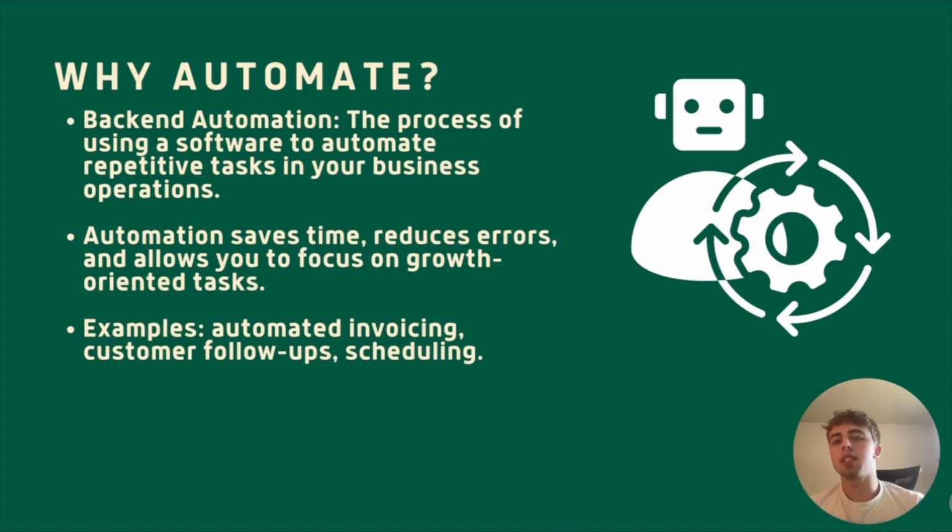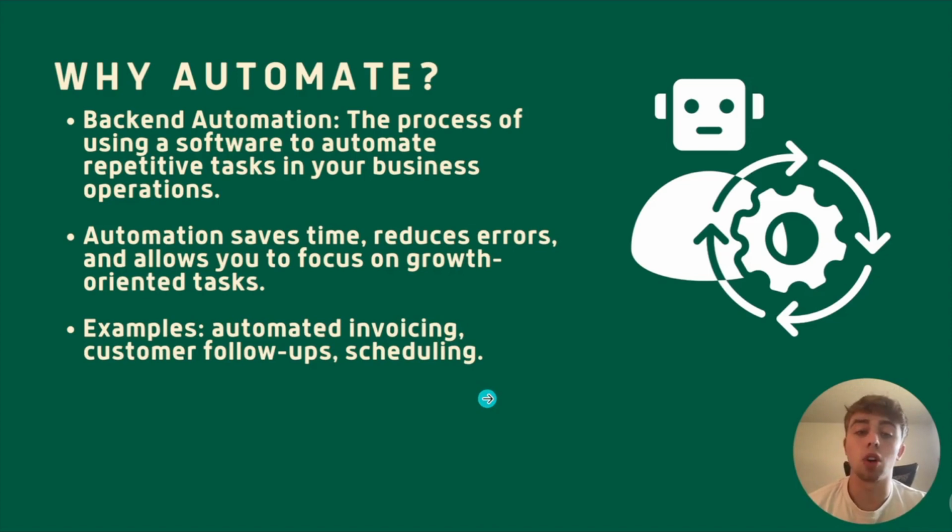So backend automations is the process of using a software to automate repetitive tasks within your business operations. So that could be something like sending out automated invoices. It could be something like requesting reviews from past clients, stuff like that. So automation saves you time, reduces errors, and allows you to focus on more growth-oriented tasks because of that time that you save by automating everything. So like I said, some examples are automated invoicing, customer follow-up, scheduling, appointment setting, bunch of stuff like this.